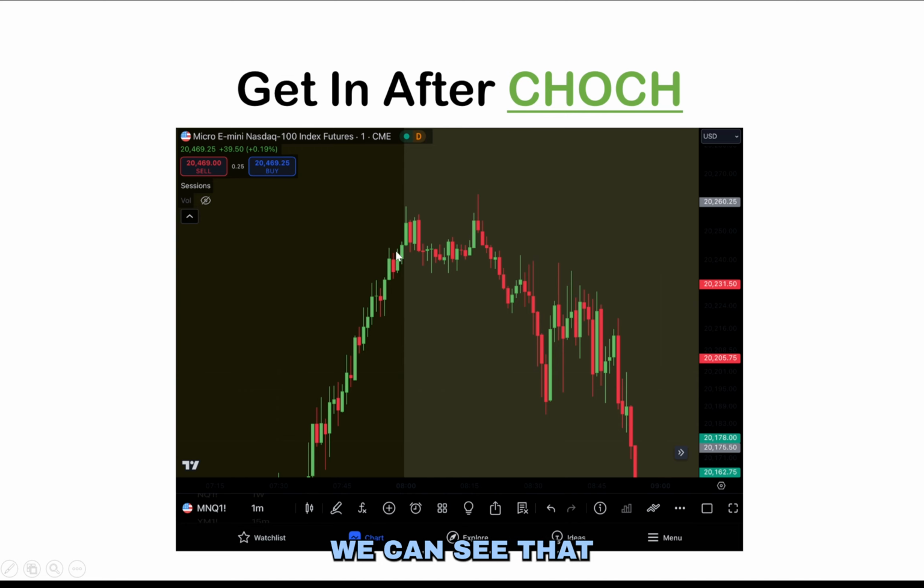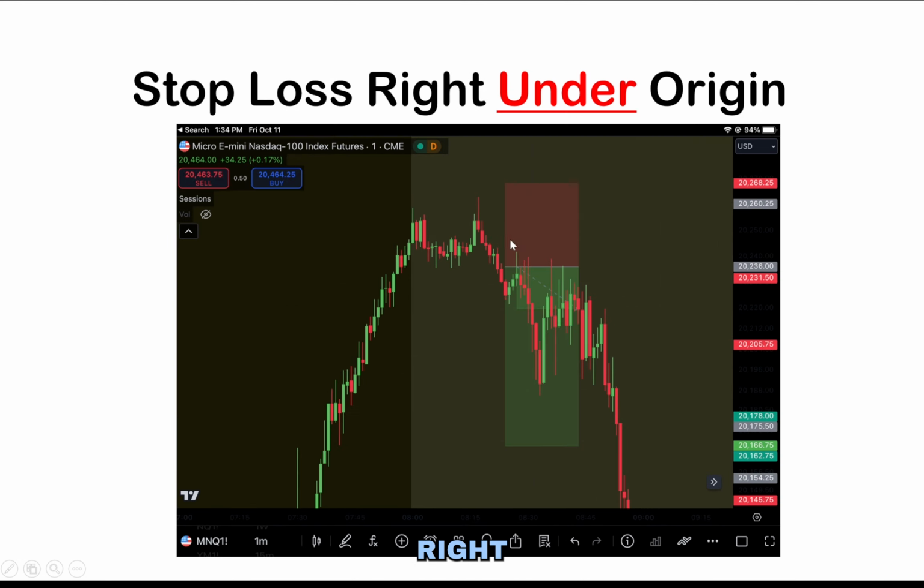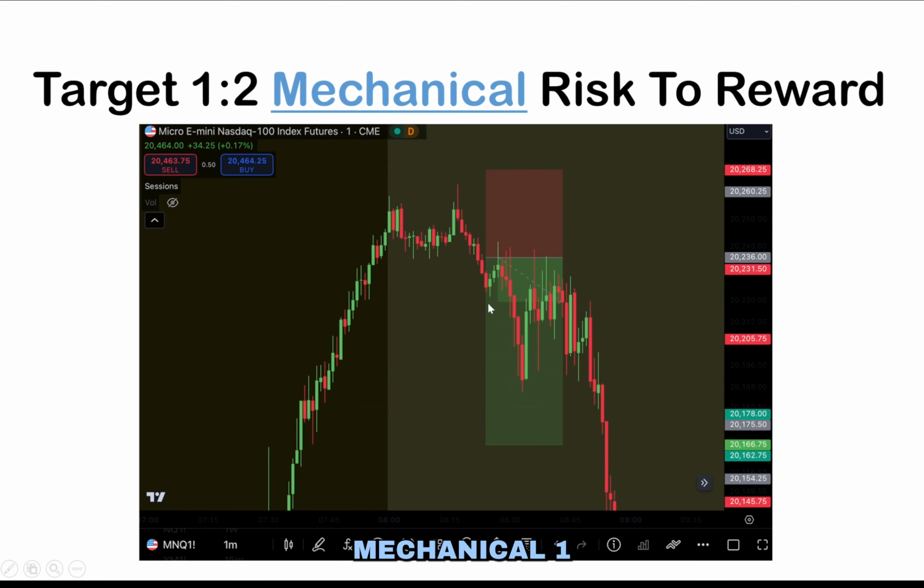So right here we can see that we were buying. Where's the last structural high? This is on the 1 minute. It was right here. So we don't get in until we see that breakdown. We put our stop loss right above or under the origin. So here we put it above because we're selling. We put our stop loss right above that origin. And then what do we aim for? We aim for a mechanical 1 to 2 risk to reward.